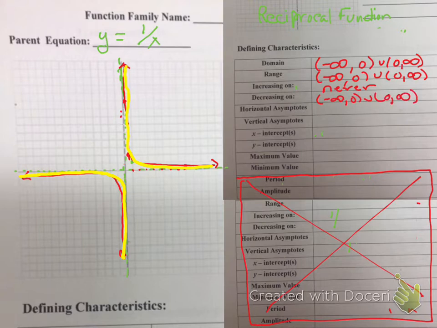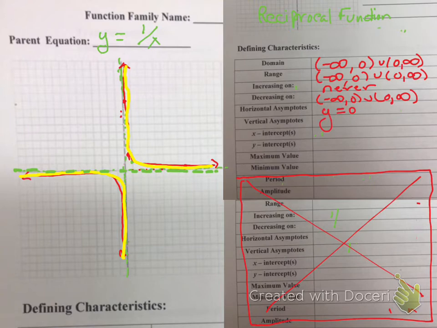Okay, and here's where these asymptotes come in. I have a horizontal asymptote. The horizontal asymptote is this line y equals 0. So the horizontal asymptote is the line it can't cross. The graph cannot cross the line y equals 0.